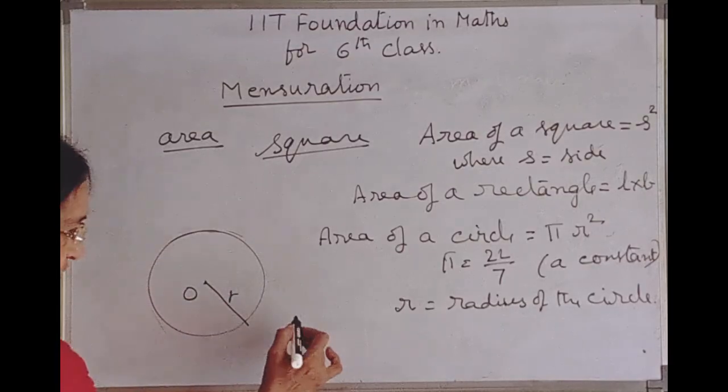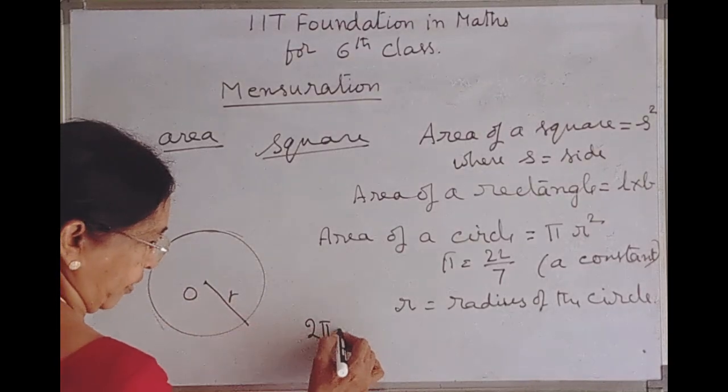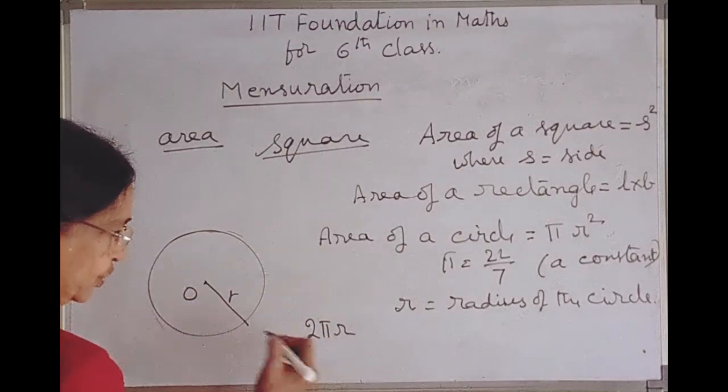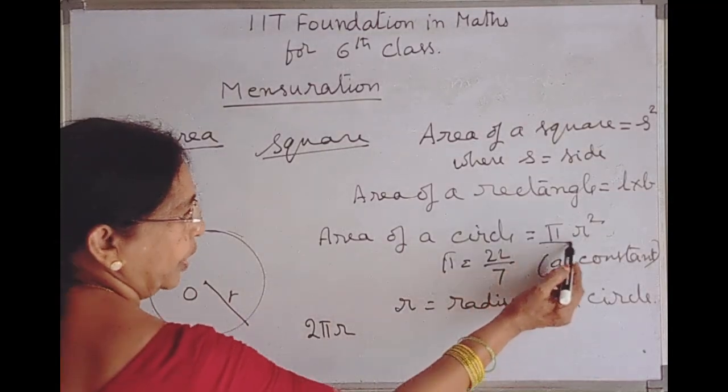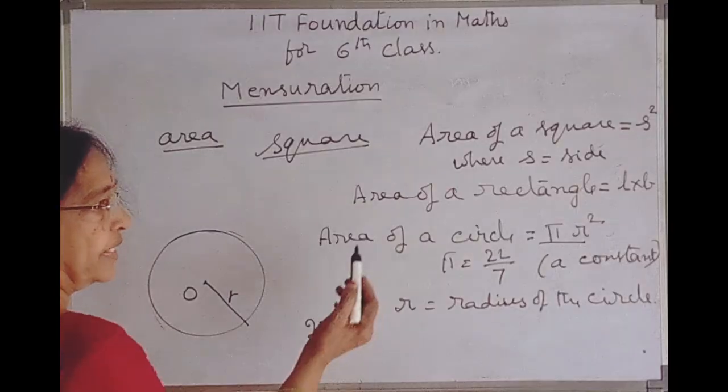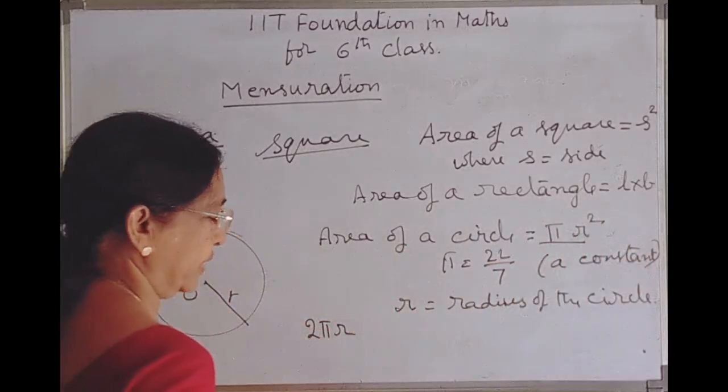The length of the circumference is 2 pi r. So the circumference of a circle is 2 pi r. If r is the radius, the area is equal to pi r square. Next, the area of a rectangle is equal to L B.